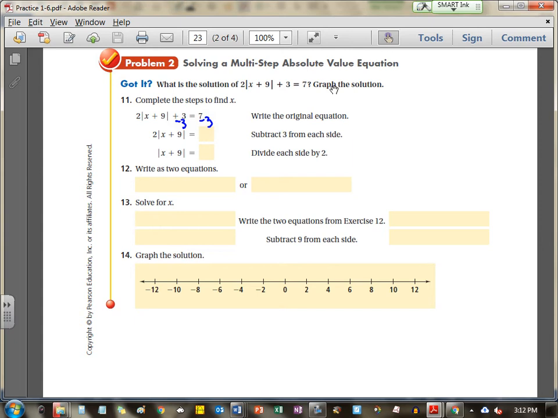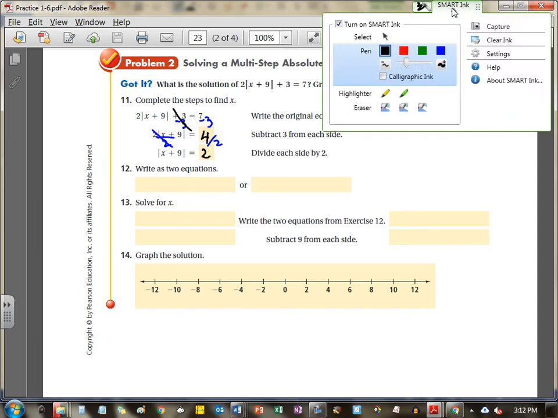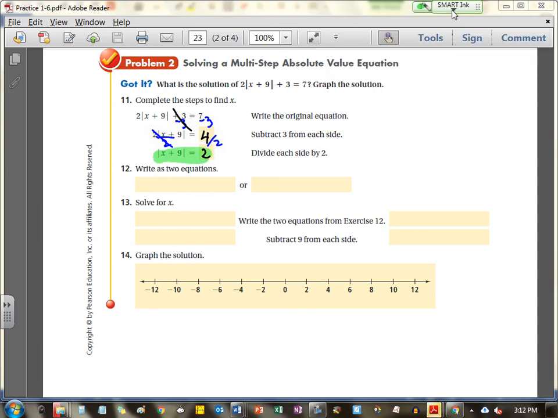And that means you're going to end up with 2 times absolute value x plus 9, and then this side is just a 4. So these cancel, and the right side is now just a 4. Now I'm going to divide by 2 on both sides, divide by 2 here, divide by 2 here. And now it's a very simple problem. It's absolute value x plus 9 is 2.